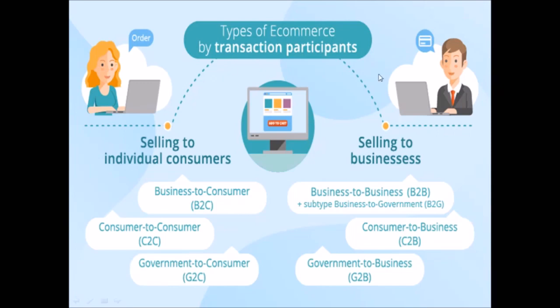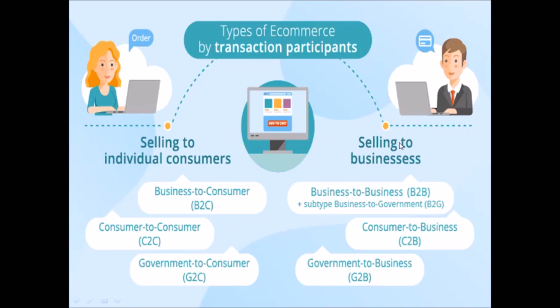So here you can see the two categories. First one, selling to individual consumers. Second one, selling to businesses. So if we consider the product is going to be sold to the consumers, then we can have 3 types of classifications, that is business to consumer, consumer to consumer, government to consumer. Here in all the 3 classifications, the receiving person is called consumer.